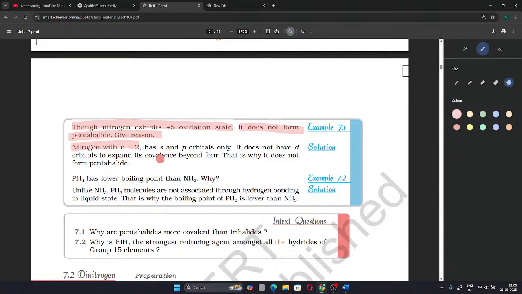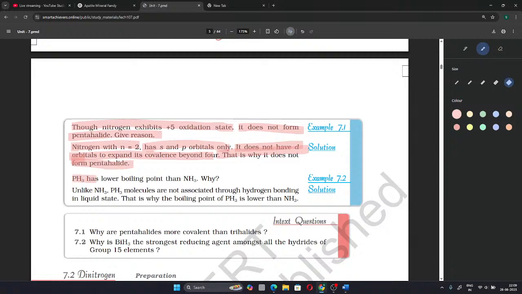Nitrogen, with n equals 2, has s and p orbitals only. It does not have d orbitals to expand its octet. Okay, yes, they actually gave a reason. n being the principal quantum number, meaning the shell number, which is 2, so 2s to 2p3. Because of that, it can only have 4 covalence. That is why it does not form a pentahalide. Basically, lack of d orbital.